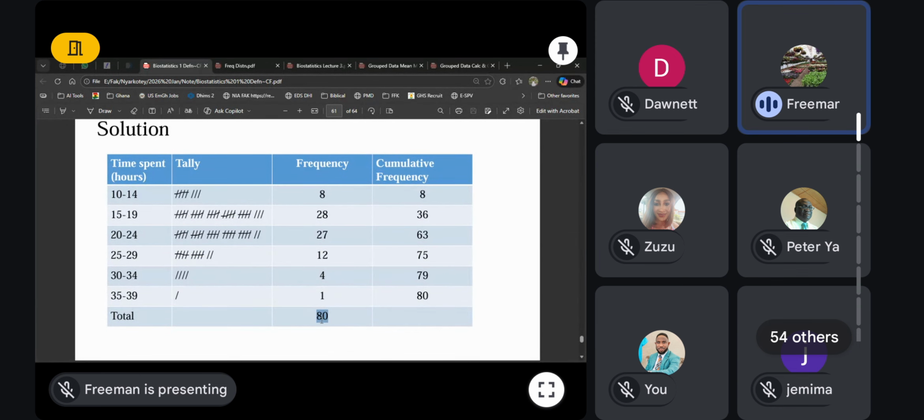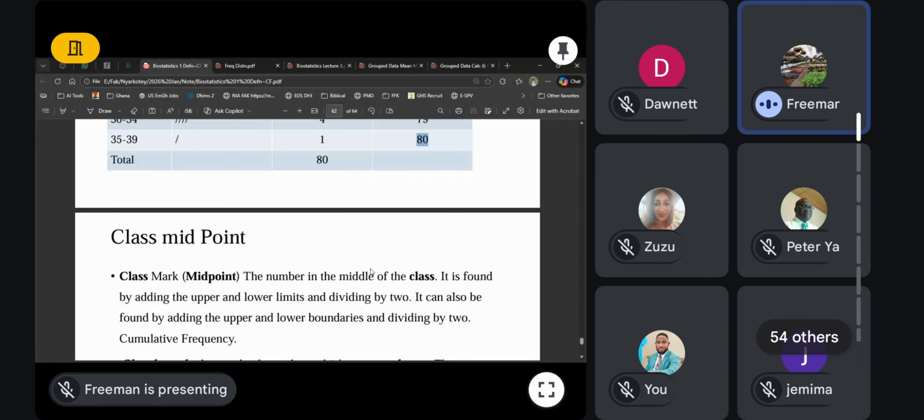Yeah, so you should get the same 80. Then when you find your cumulative frequency, the last one, which is 80 here, should be the same thing here. If you don't get the same 80 here, it means there's something wrong. So you begin to mark yourself in advance before you even hand over your paper.